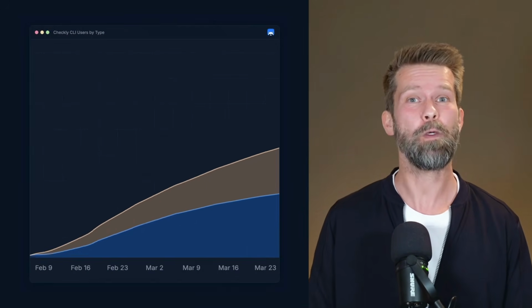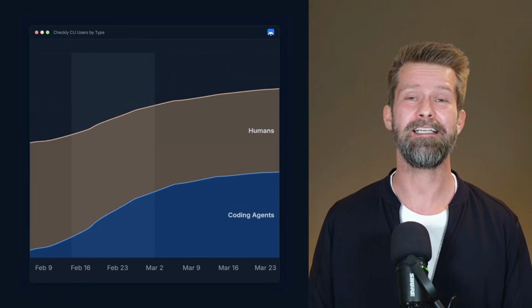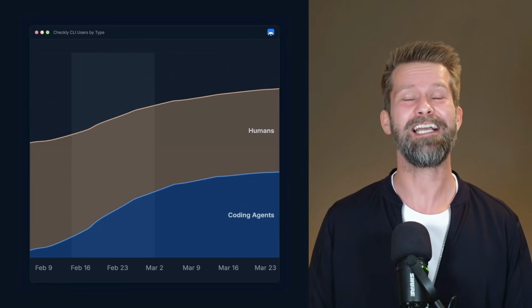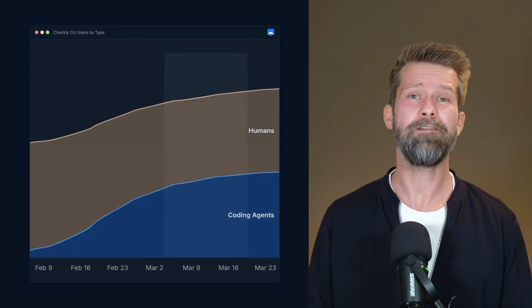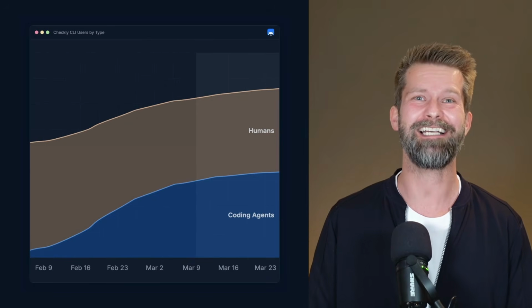Half of the Checkly CLI users are already coding agents, and this is not a prediction. This is what we see in our numbers today. Since February, more and more agents are using the CLI to manage and configure the Checkly monitoring setup. And right now, we have 50% human and 50% agentic users of the Checkly CLI.